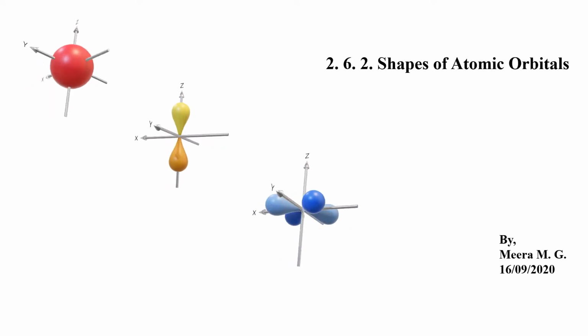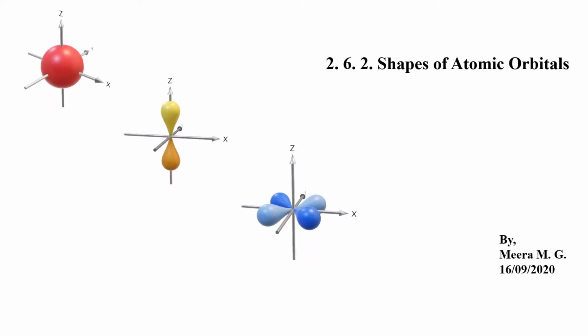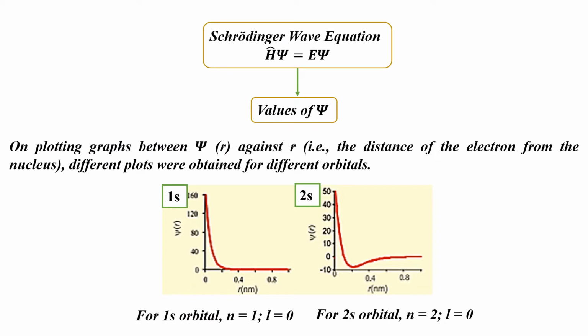Now, shall we learn about shapes of atomic orbitals? Children, we know what Schrödinger wave equation is. It is Hψ = Eψ. When we solve Schrödinger wave equation, we get the values of ψ. ψ is a wave function for an electron in an atom moving in the form of waves.